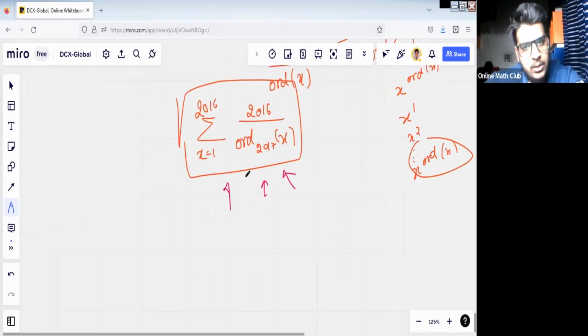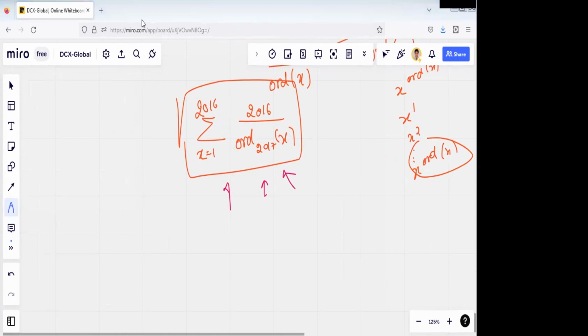Okay. Yeah, try to think of that. How can we calculate this now? Okay, so can I tell how to do this?